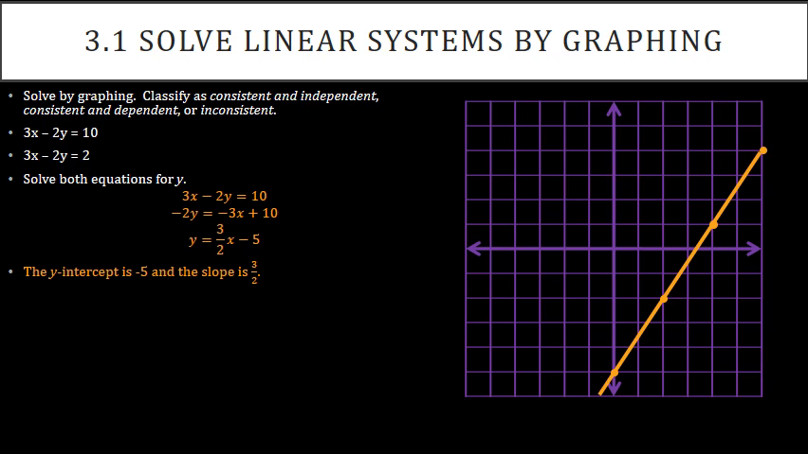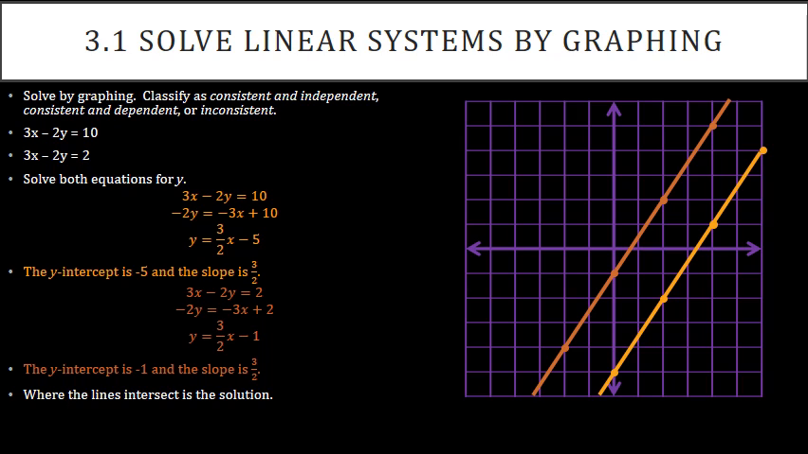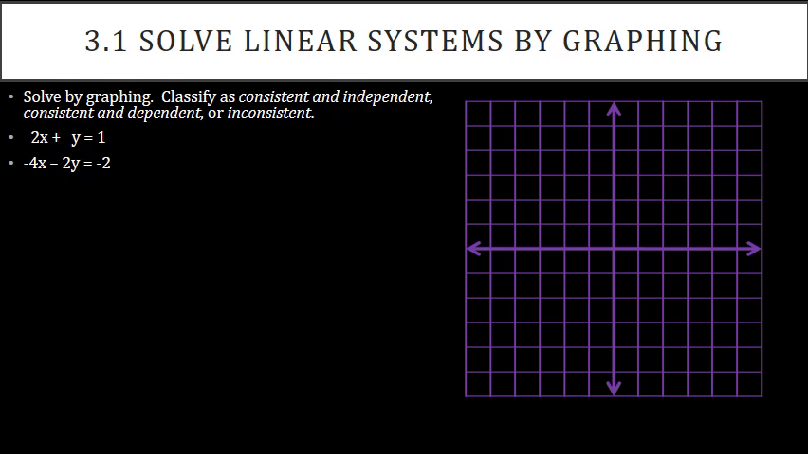Take your next equation and solve it for y. Subtract the 3x, divide by -2. So the y-intercept is -1, and the slope is 3/2. Start by plotting the y-intercept and following the slope up 3 and over 2. Where the lines intersect is the solution, but as you can see, they're parallel. They don't intersect, so there's no solution, which means it is inconsistent. Let's try another.